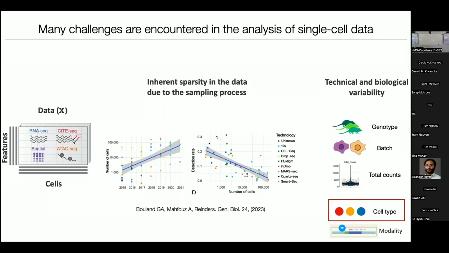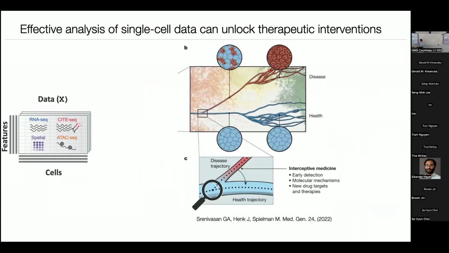We also, within our measurement, have multiple batches, technical effects. The experiments originate from multiple genotypes. They have different cell types within our experiment. And now I'm pushing you to think that we also have multiple modalities that we are profiling. But if we can achieve this goal and this promise of harnessing single cell experiments, the reward is tremendous.